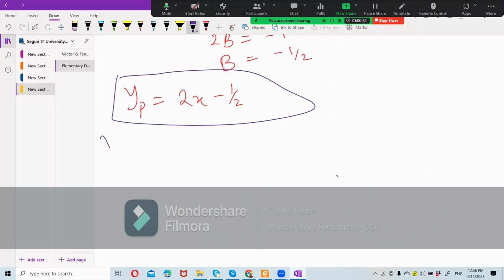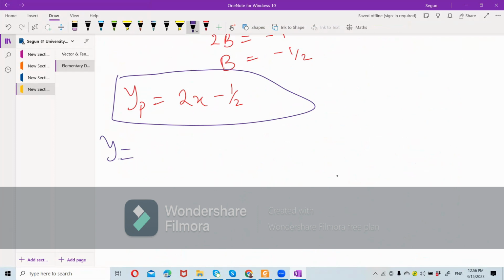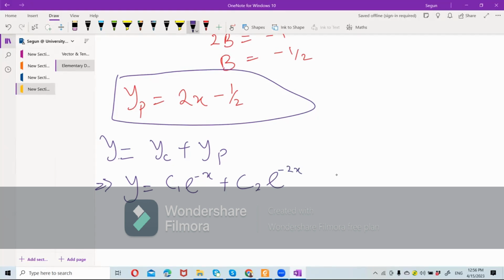So our Y equals Y complementary plus YP, which is the same thing as Y equals C1 exponential minus x plus C2 exponential minus 2x plus 2x minus 1 all over 2. That's all. Any question? No question, sir.